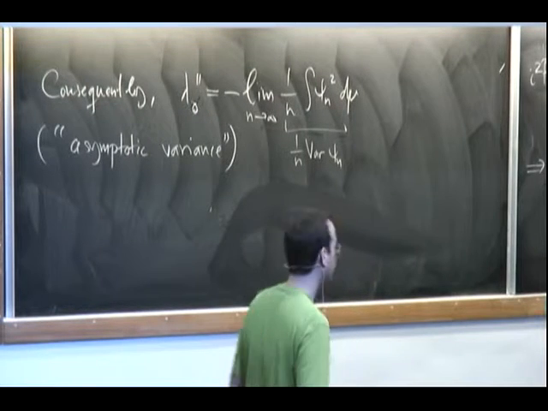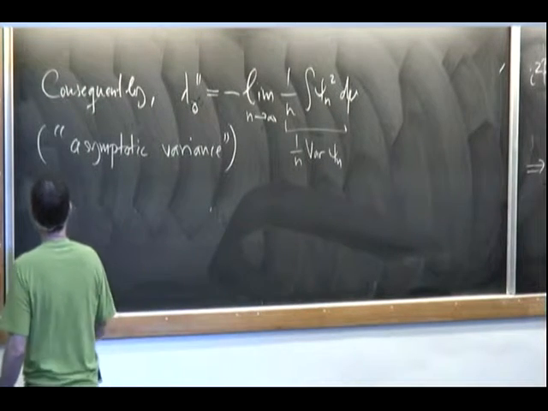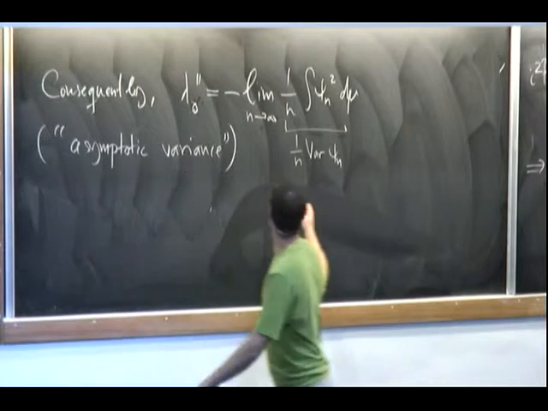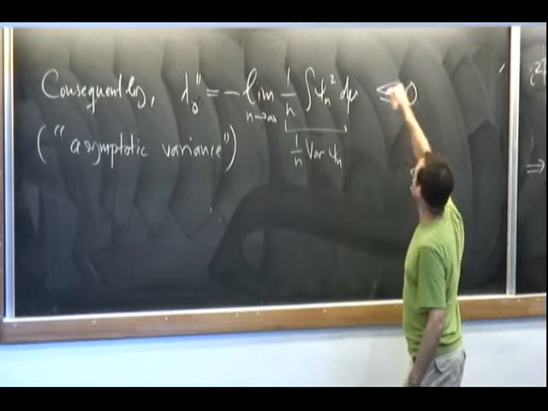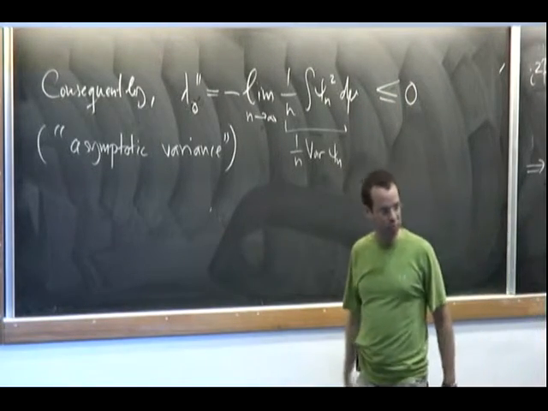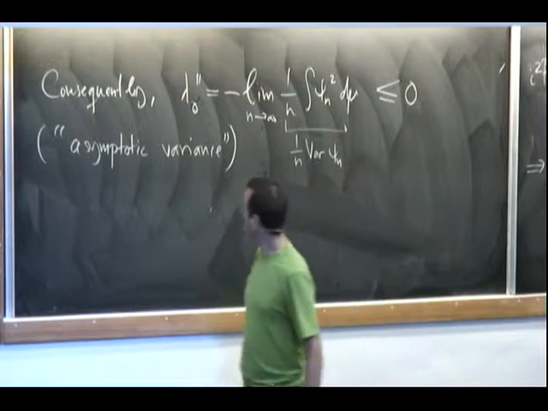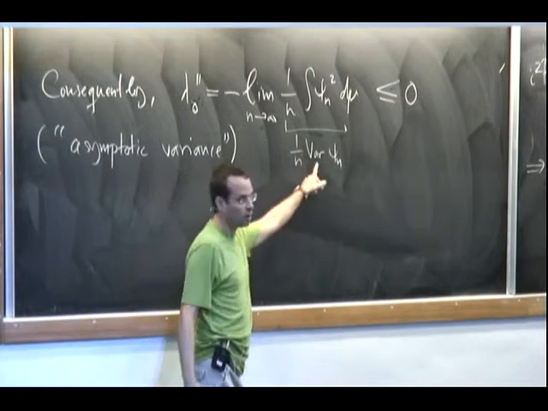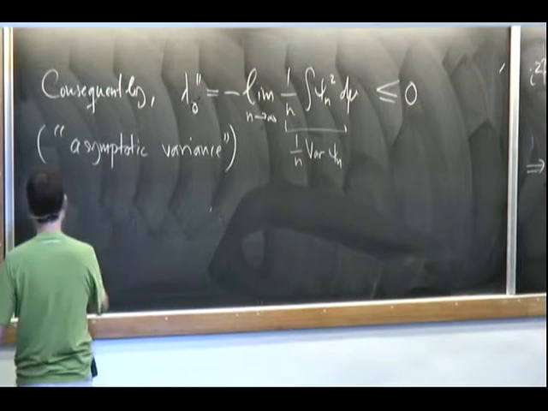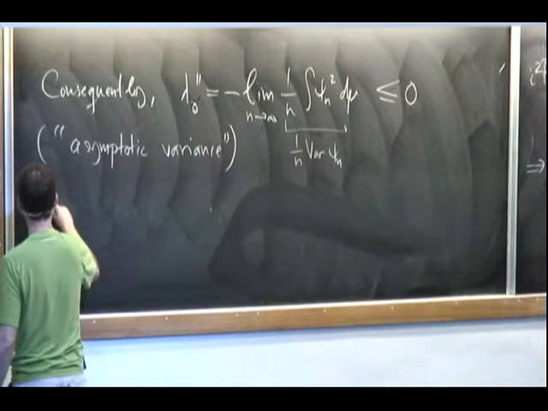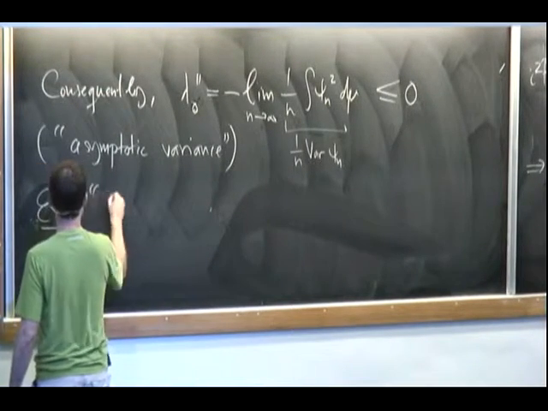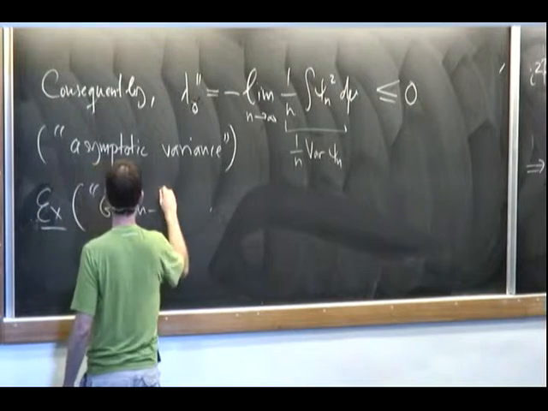Okay? This is non-negative, but we still have to show that it's not zero. Okay? So to do this, it's useful to write the asymptotic variance in a different way. There is a very, very famous formula, which is called the Green-Kubo formula.